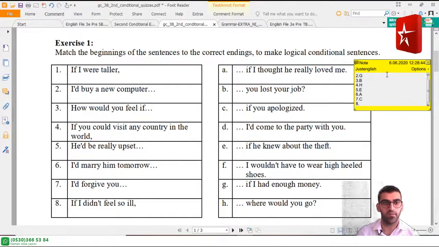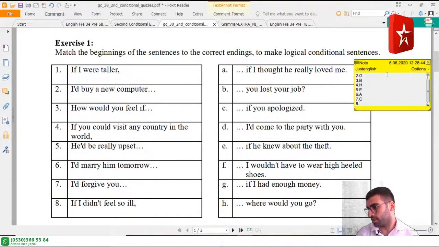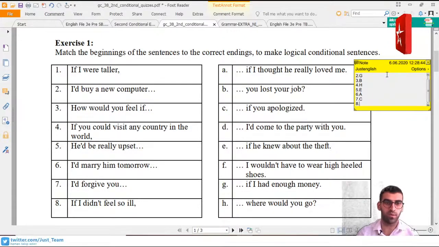Number 8, if I didn't feel so ill, I would come to the party with you. Yes, D is a correct answer. Yes, guys, D is a correct answer for number 8. If I didn't feel so ill, I'd come to the party with you. That is the correct answer, guys.